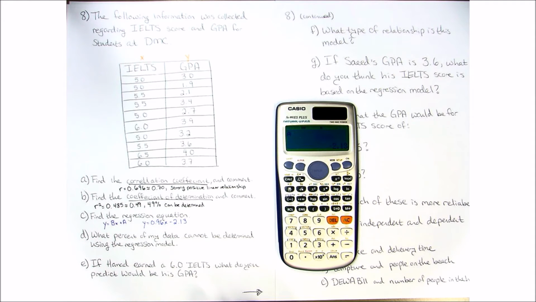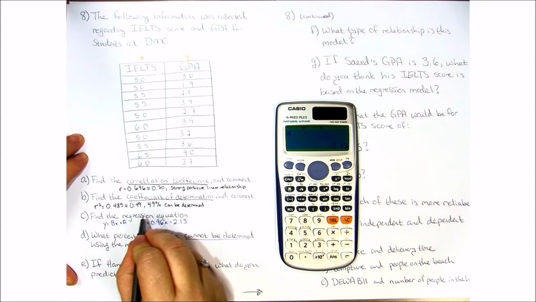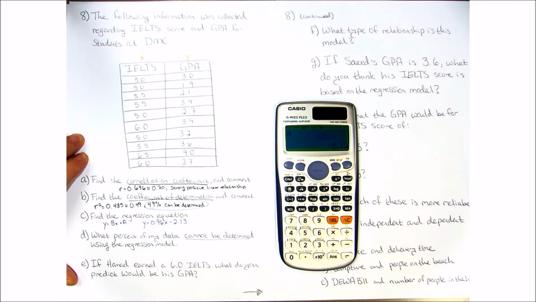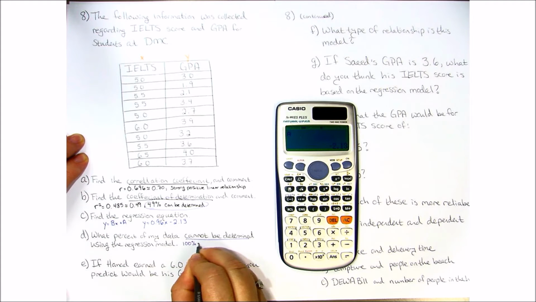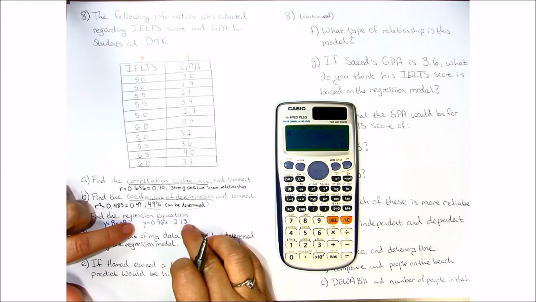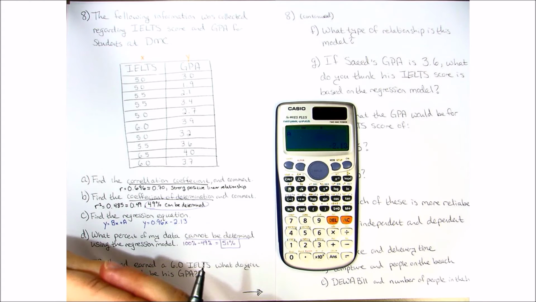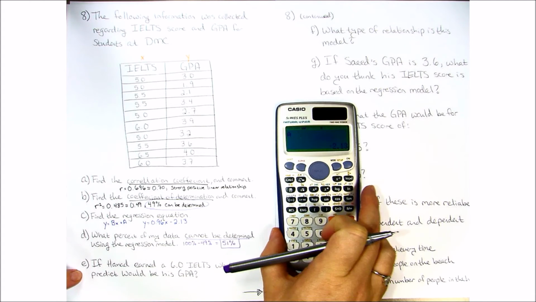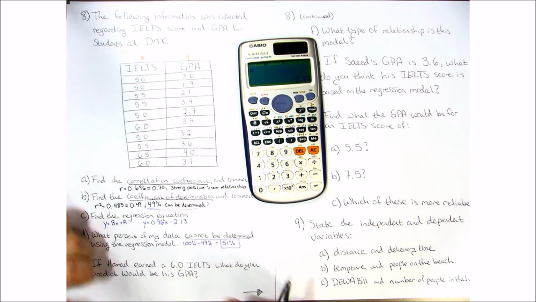What percent of my data cannot be determined using the regression model? Okay, so we found out what percent can be determined, and in order to figure out what percent cannot be, you have to take 100% and subtract 49%. In other words, 51% cannot be determined. So we're looking at an equation that, even though it fits our data, doesn't necessarily have a really strong fit.